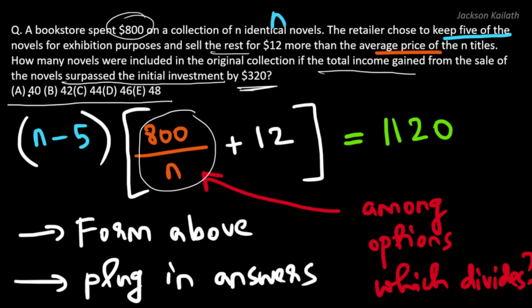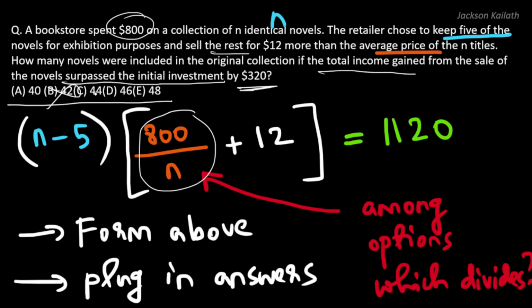So over here you see 40, 800 by 40. Yes, it's perfectly divisible. You get 20, right? What about 42? No. See, 42 is 21 into 2. 21 is 7 into 3, right? And 800 over here does not have 7 or 3 as factors. So no, 42 is not possible.